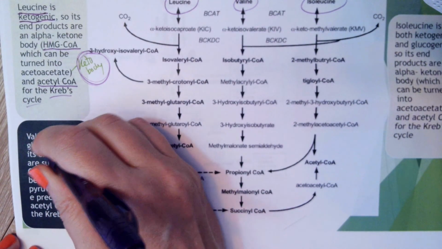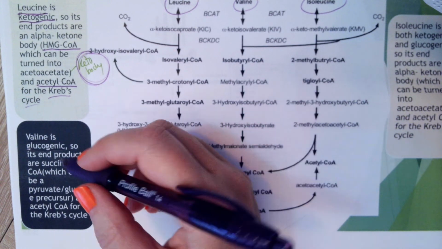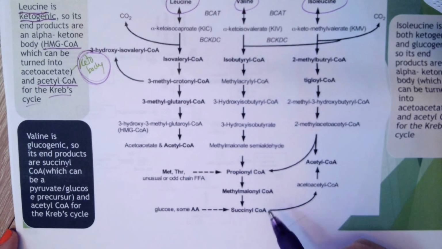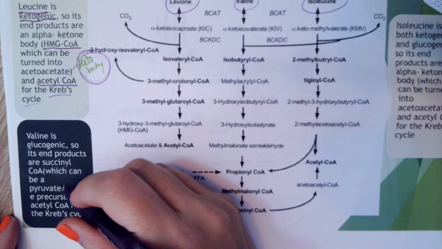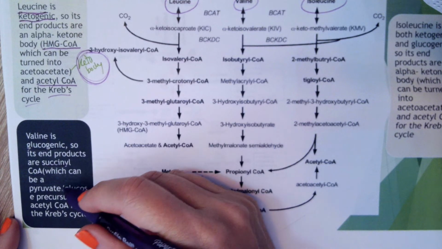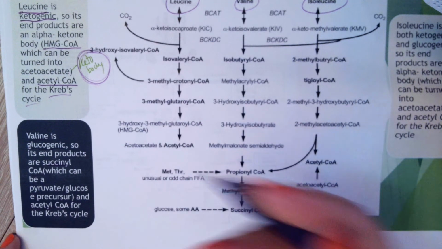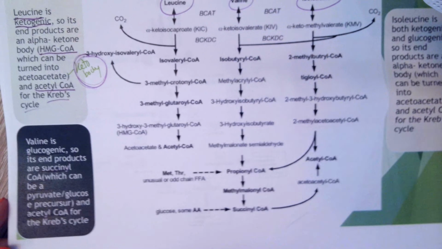Okay, now for valine, valine is glucogenic. So what it's going to do is end up creating pyruvate and glucose. It does it through an intermediary product called Succinyl CoA. Succinyl CoA is used in the Krebs cycle. It's where we branch off, or close to where we branch off, to go back into creating pyruvate and doing gluconeogenesis. So that molecule itself, Succinyl CoA, is how we link our amino acid to pyruvate and glucose. Also, acetyl-CoA. So anytime you see acetyl-CoA for the Krebs cycle, then energy, right?